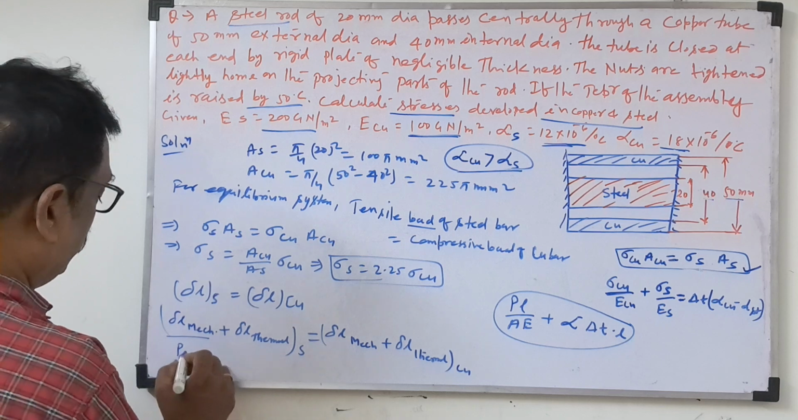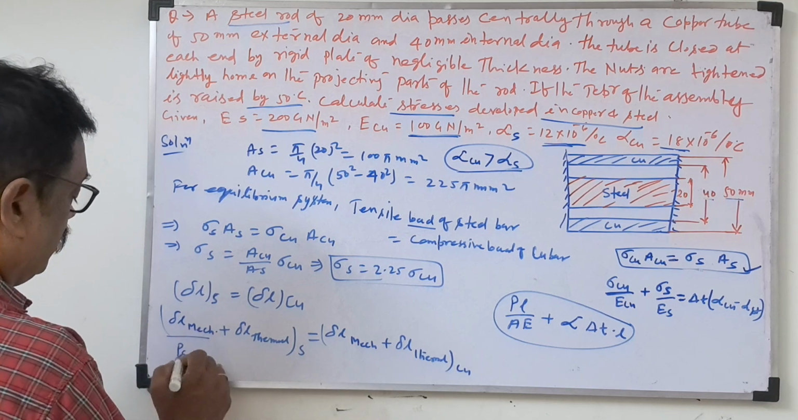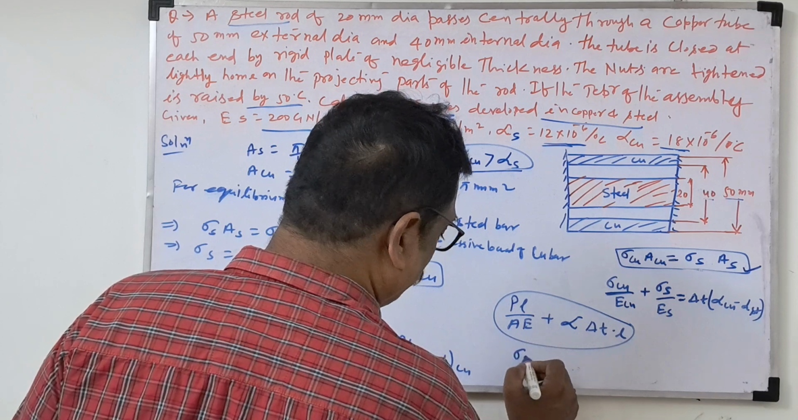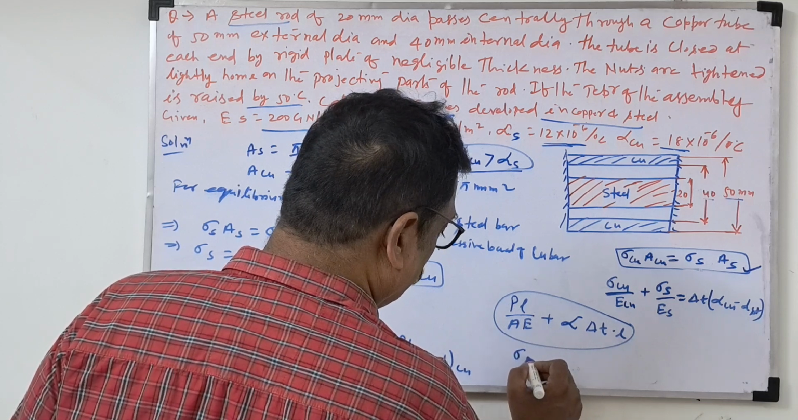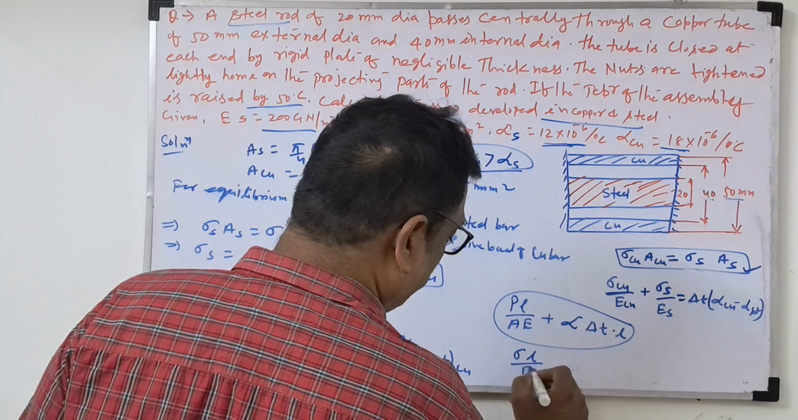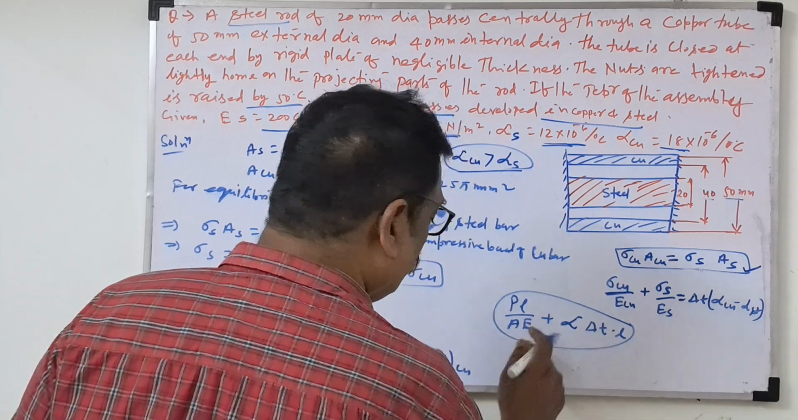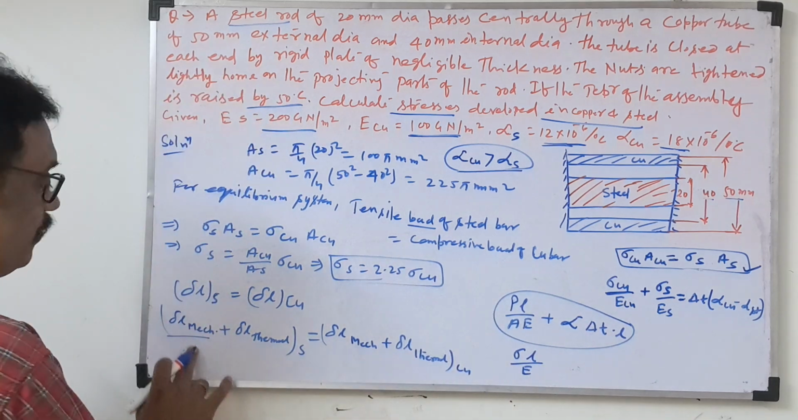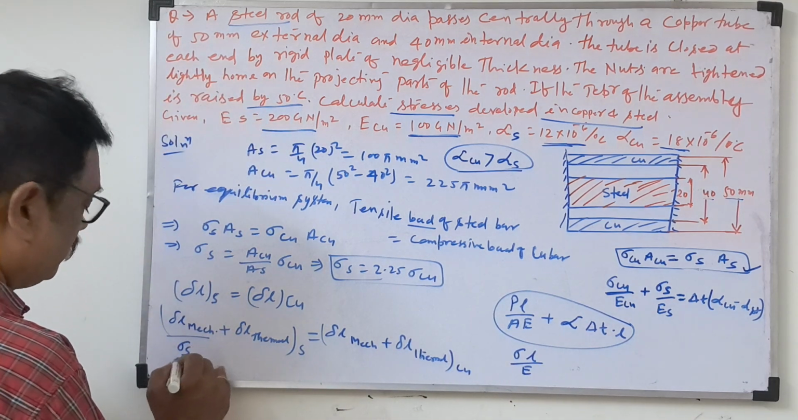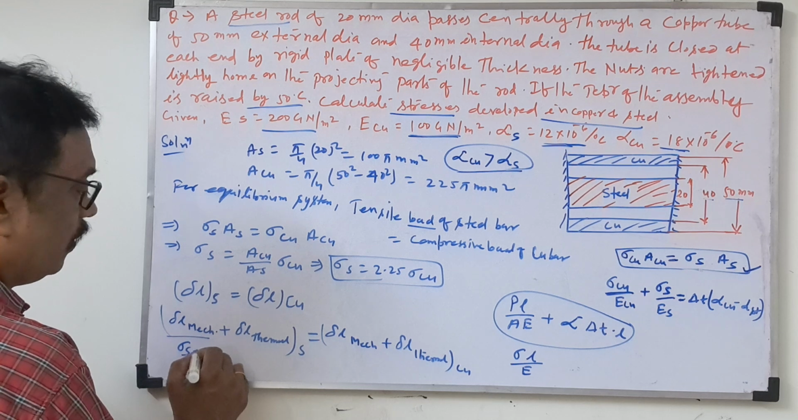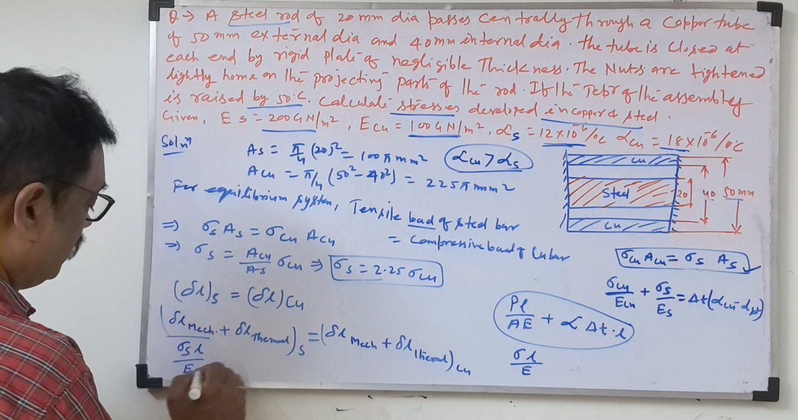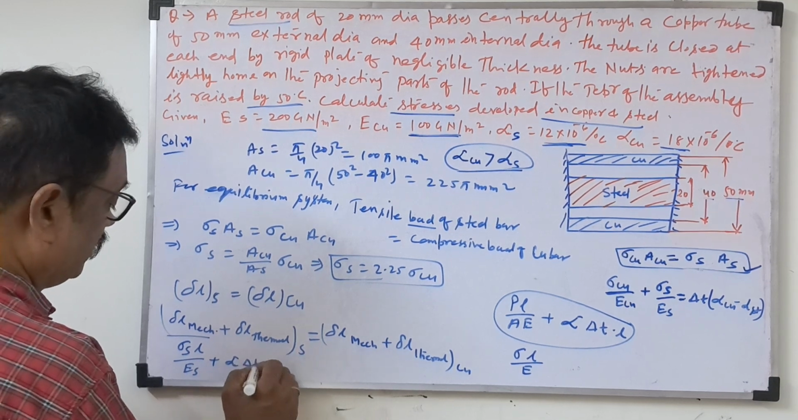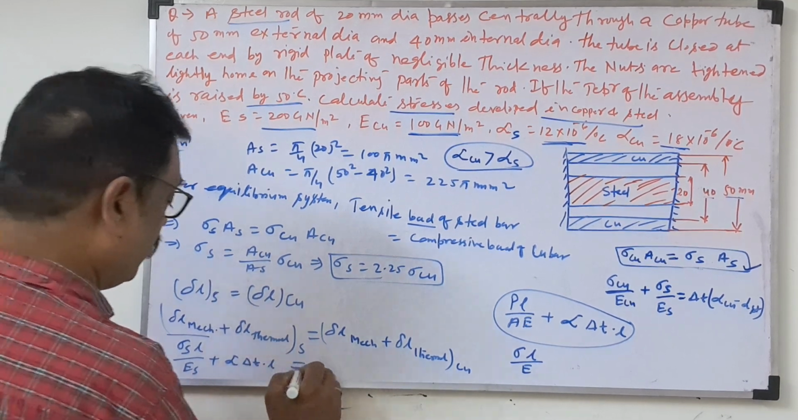So what is there? PS, or P by A is equal to stress, directly we will write. Stress into L by E. We can write this, P by A is equal to stress. So what will we write directly here? Stress into L by E_S plus linear expansion, alpha delta T into L, for the first.